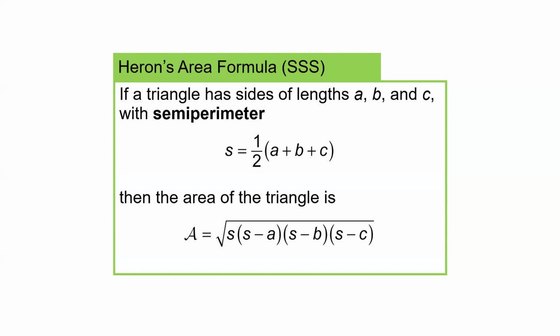What does S mean? S is called your semi-perimeter. You have all sides. You add up all the sides and cut it in half. That's why it's a semi-perimeter. Oh, thank you. Okay.